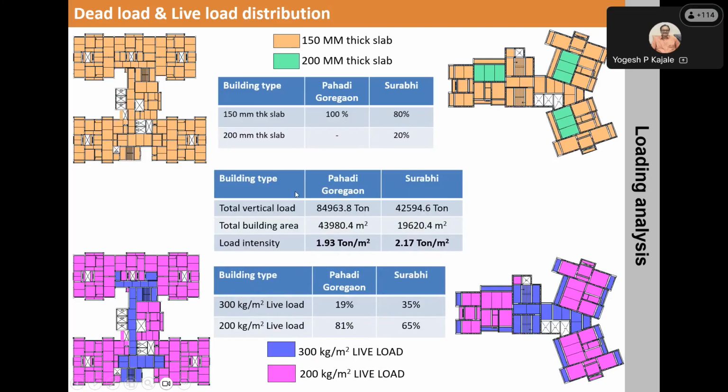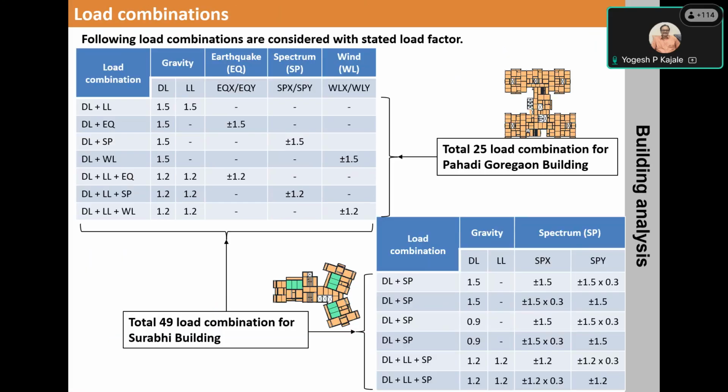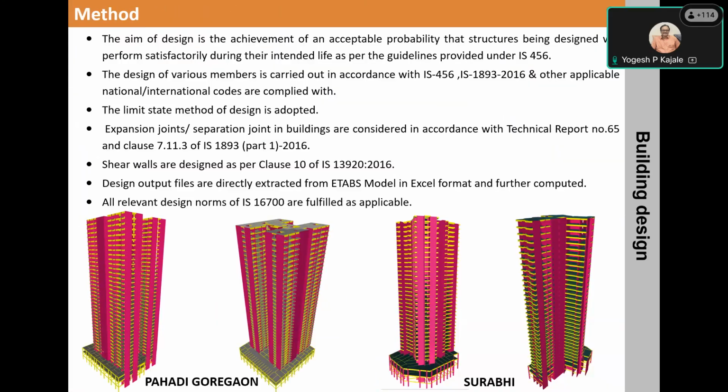See, the building has almost 1.93 to 2.2 ton per meter square load intensity. This is dead load and live load of the building. So the live load percentage is hardly about 19% of the total load. The load combinations are the same as that of cast in situ construction.